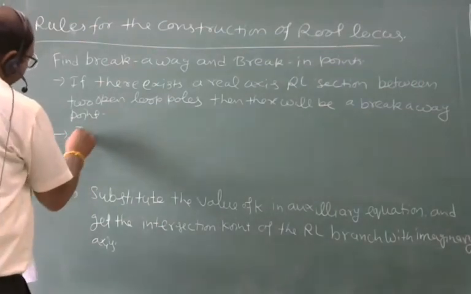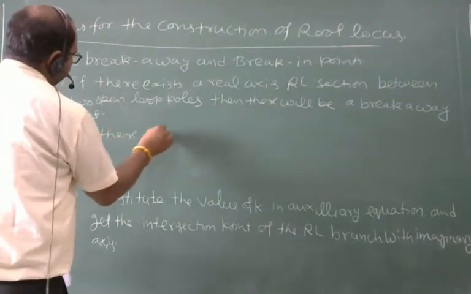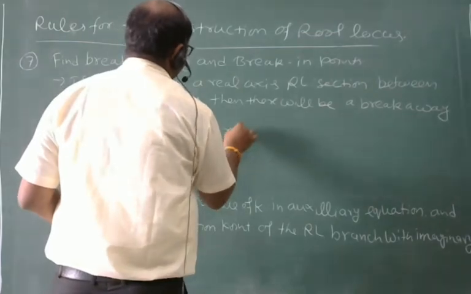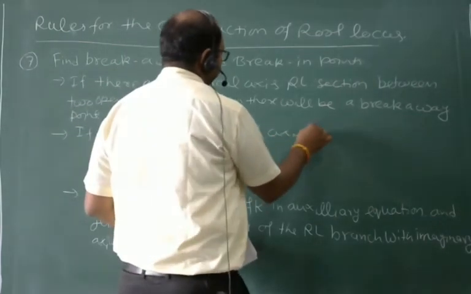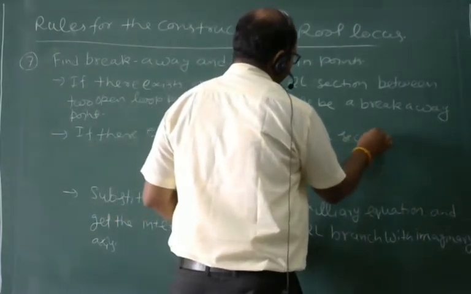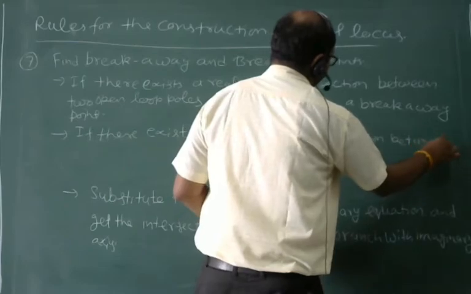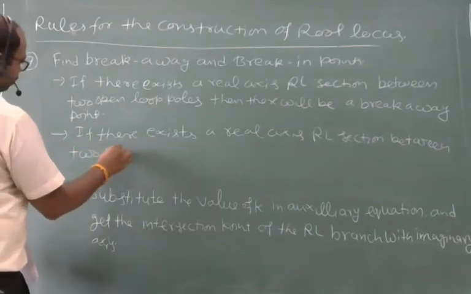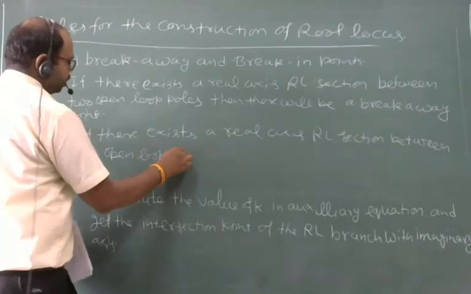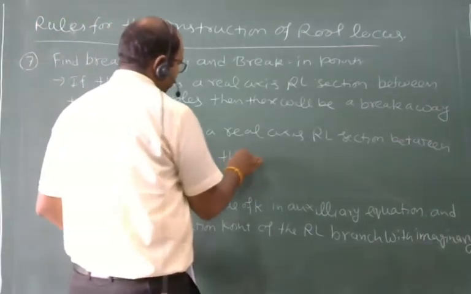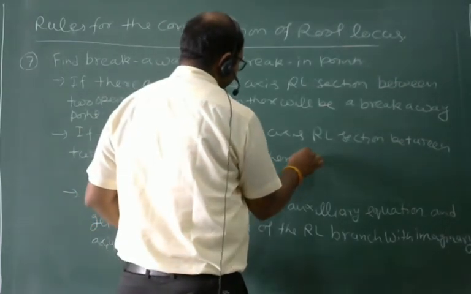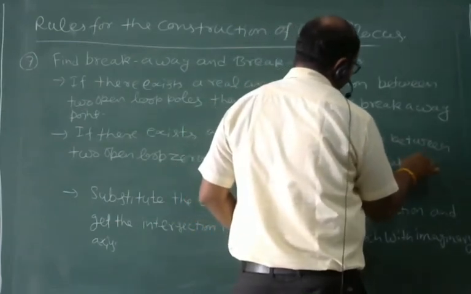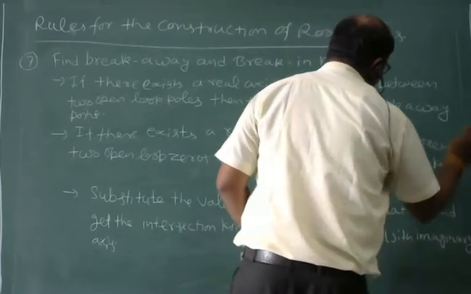If there exists a real axis RL section between two open loop zeros, then there will be a break-in point.